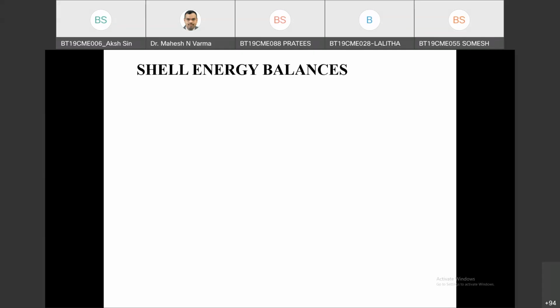Maybe in 4 or 5 classes we'll complete this shell energy balance, but it is not just 4 or 5 classes. All the information which we have discussed in shell momentum balance can be analogically applied to shell energy balance also.